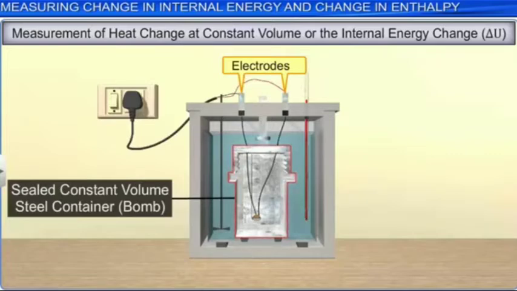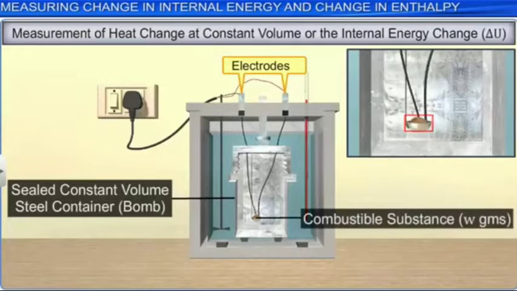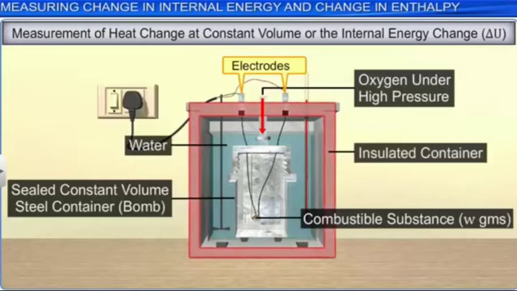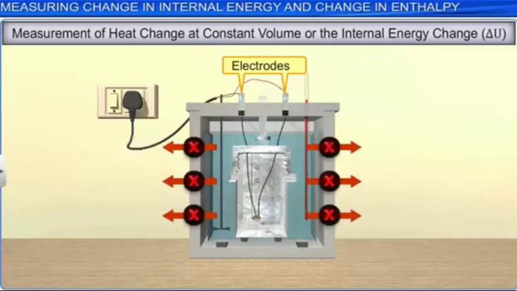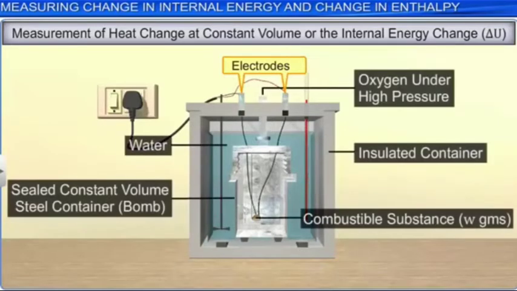The bomb can withstand high pressures. A known mass W grams of a combustible substance is placed in the bomb, and oxygen under high pressure is introduced into the bomb. The sealed bomb is then immersed in a known amount of water contained in an insulated container. As the container is insulated, there is no heat exchange with the surroundings, and the reaction process is adiabatic. This whole setup is called the bomb calorimeter.